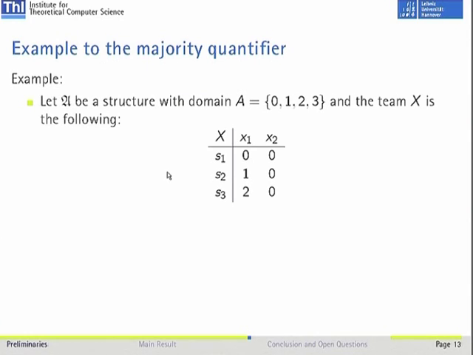Okay, the majority quantifier. Here we have a structure with a domain 0, 1, 2, 3, and this team. And then we want to investigate whether this formula holds or not. And intuitively, one would say it does hold, because you can imagine more functions where x3 is not equal to x2.